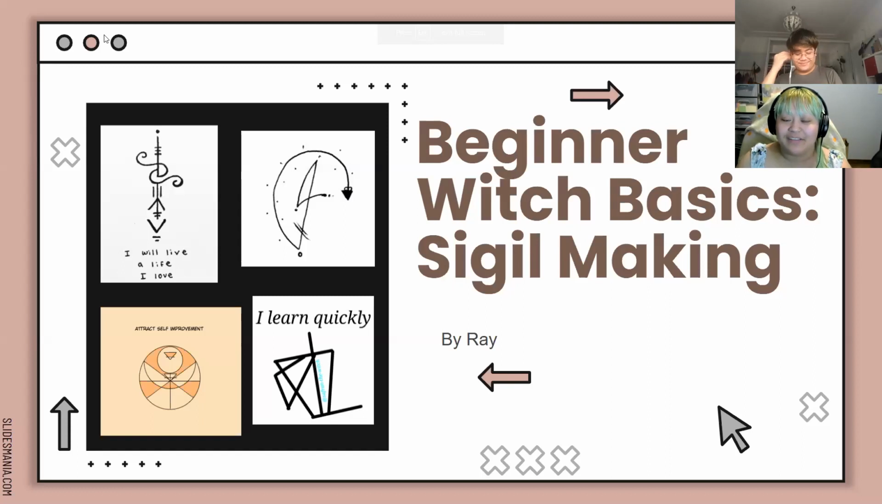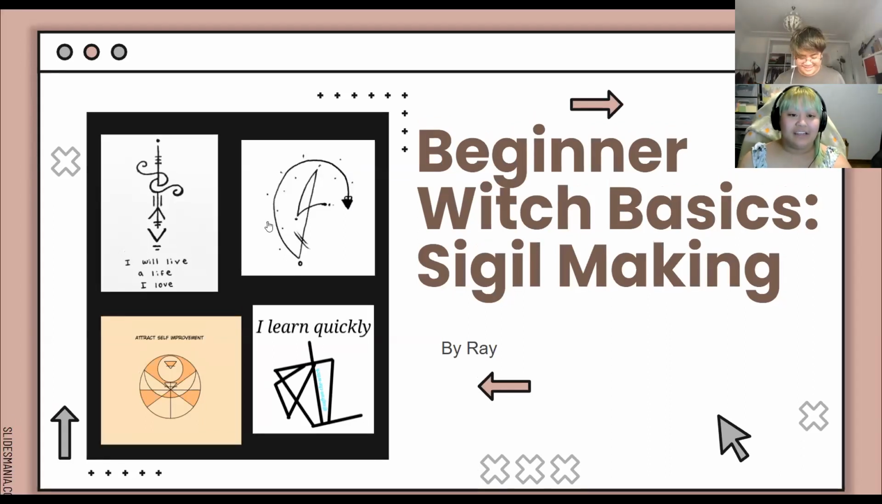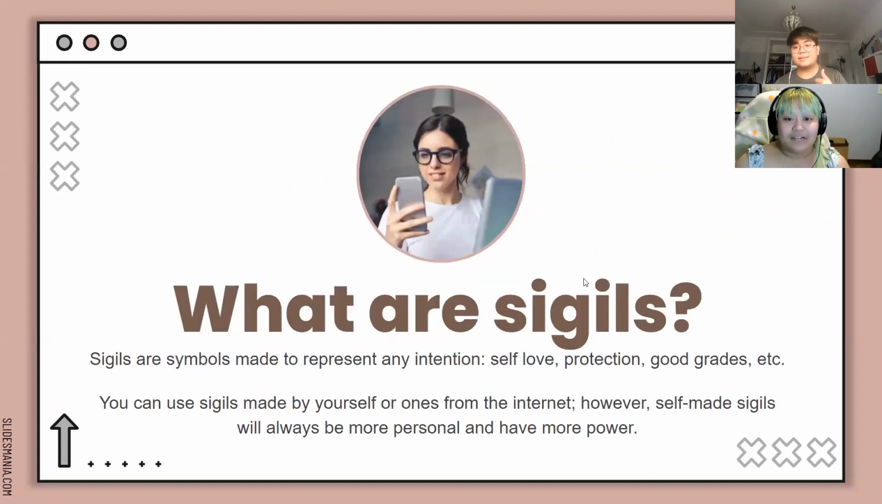Today we're going to be learning how to make sigils. Here are a few examples. Some of them are more complicated. The ones that we're going to be making today are going to look more like the one on the bottom right. This one right here. Little geometric.